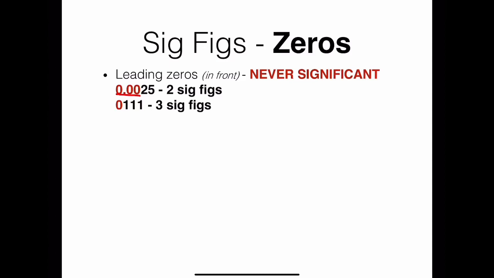So the number 0.0025 has 2 sig figs. The number 0111, even though we normally wouldn't write numbers in this way, but just to show you that that 0 in front does not matter, that number has 3 sig figs.